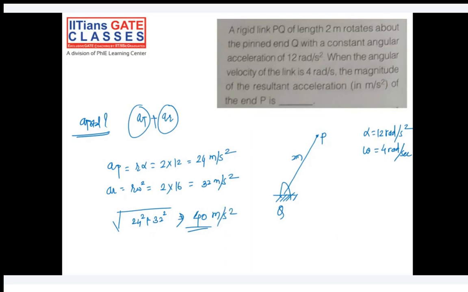Yeah, you should take this as 60, right? 40 is the correct answer. Okay, no issue. Okay. So can I move towards the second question, the next question?